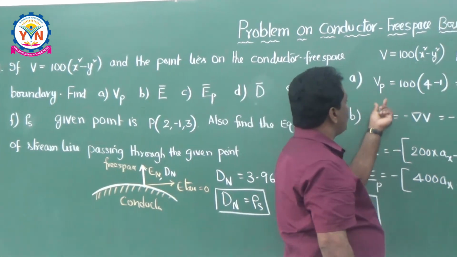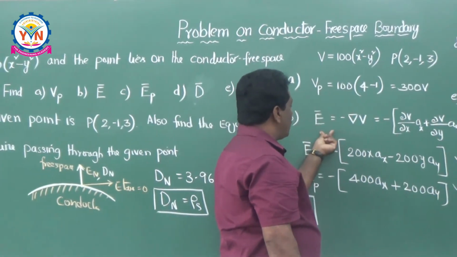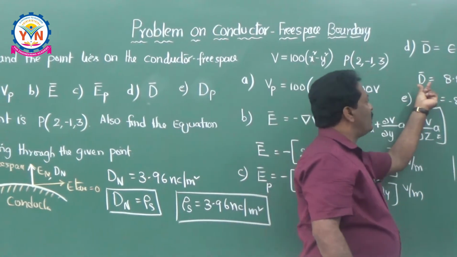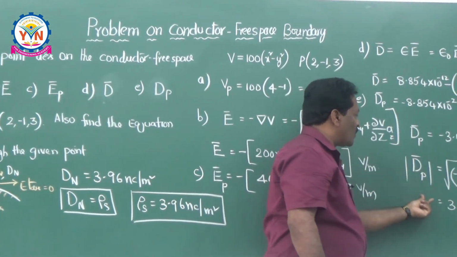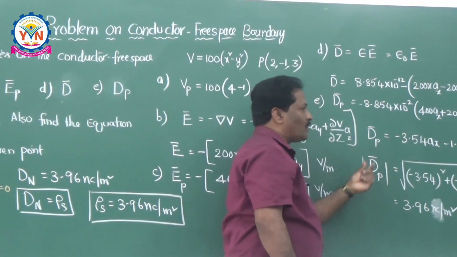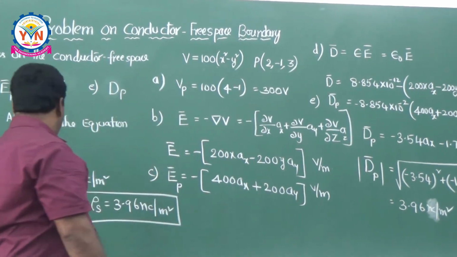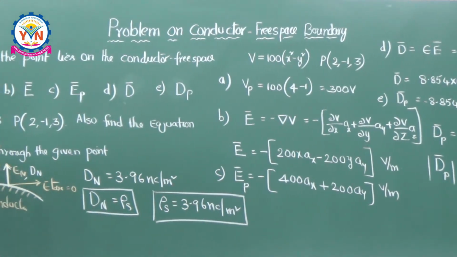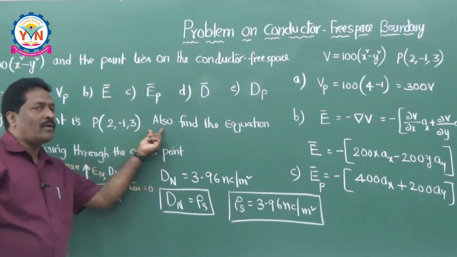So what you have done? From V you have calculated E, from E you have calculated D, from D you have calculated your rho s, because Dn is equal to rho s. So this is the way of doing this problem. I hope you understood this. And finally, what do we have to do now?